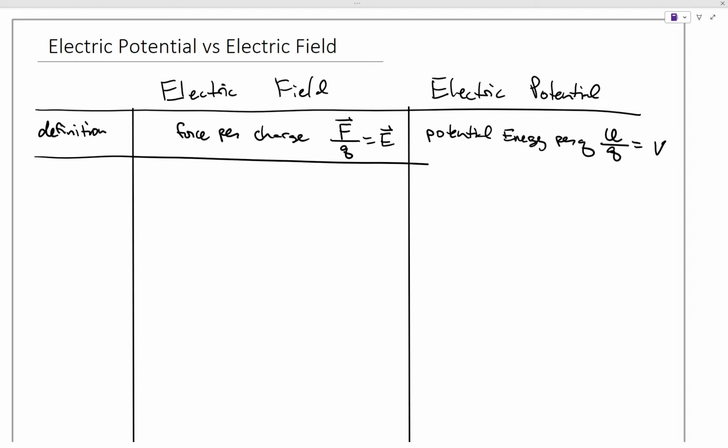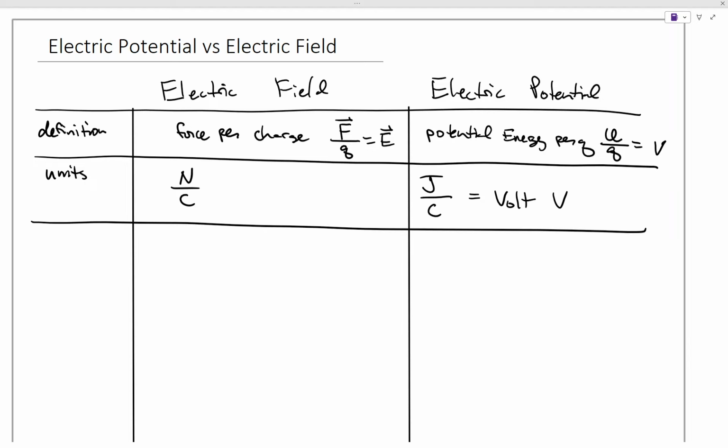And right along those lines, what are the units for these things? Well, let's see. So force per charge, newtons per coulomb. Energy per charge would be joules per coulomb. And this gets its own name. This is the volt.